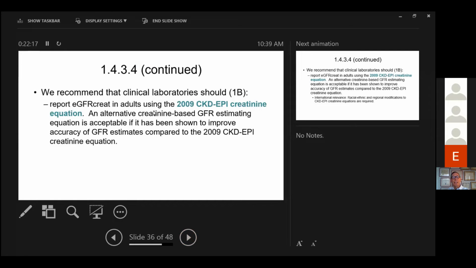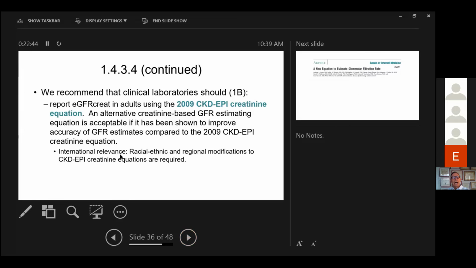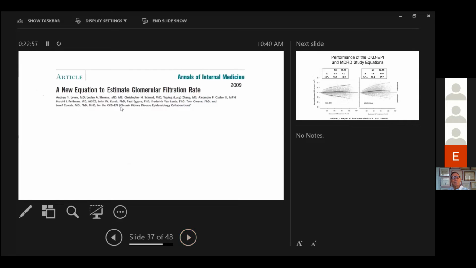We recommend that clinical labs should use the CKD-EPI equation. An alternative creatinine-based equation is acceptable if it's been shown to improve accuracy. The reason it's not good enough just to be as good as CKD-EPI is that then we would be using multiple equations around the world. We want to use different equations from CKD-EPI only if they're better. They did recommend racial and ethnic regional modifications may be required for creatinine. So the guidelines anticipated that this could be a factor.